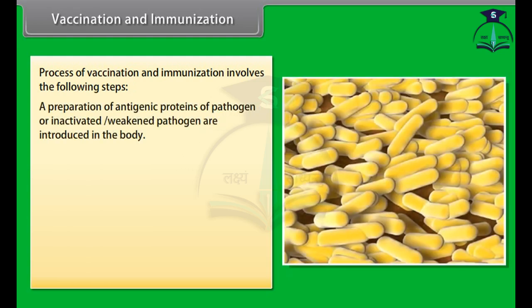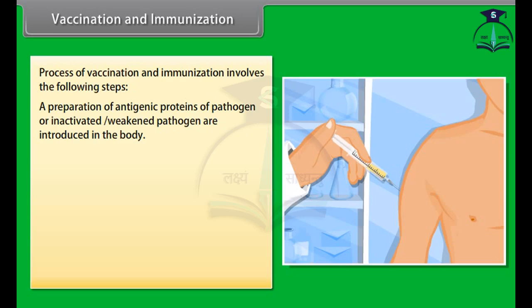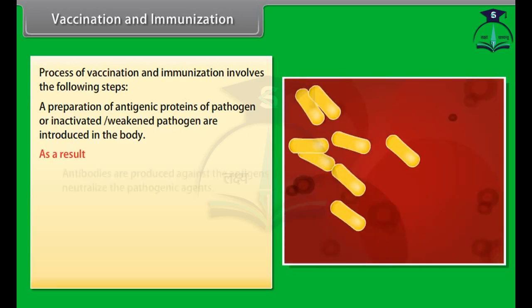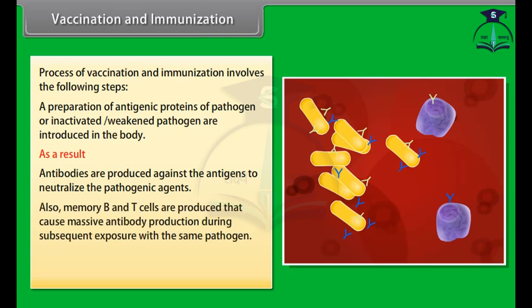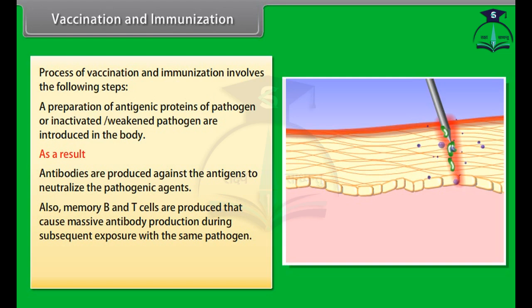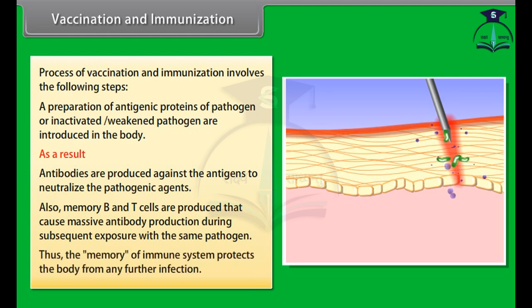A preparation of antigenic proteins of pathogen or inactivated, weakened pathogen are introduced in the body. As a result, antibodies are produced against the antigens to neutralize the pathogenic agents. Also, memory B and T cells are produced that cause massive antibody production during subsequent exposure with the same pathogen. Thus, the memory of immune system protects the body from any further infection.